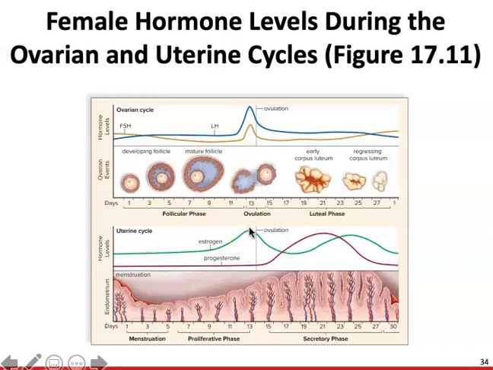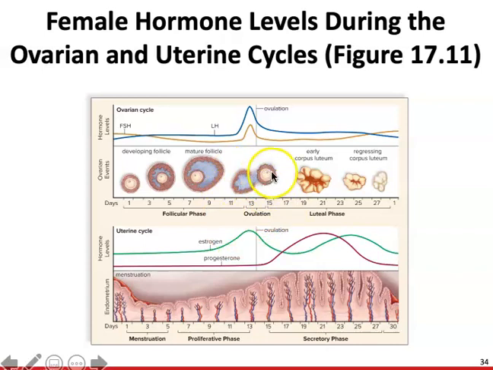As estrogen rises, it's going to exert a negative feedback control over the anterior pituitary secretion of follicle-stimulating hormone, which is going to bring about the end of the follicular phase. That surge of luteinizing hormone is going to be released from the anterior pituitary, which triggers ovulation on day 14, so this region right around here, on day 14 of a 28-day cycle.